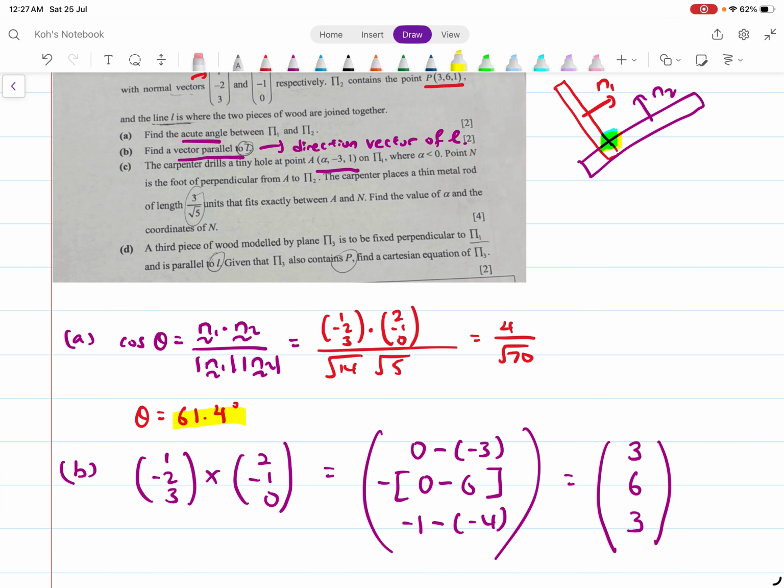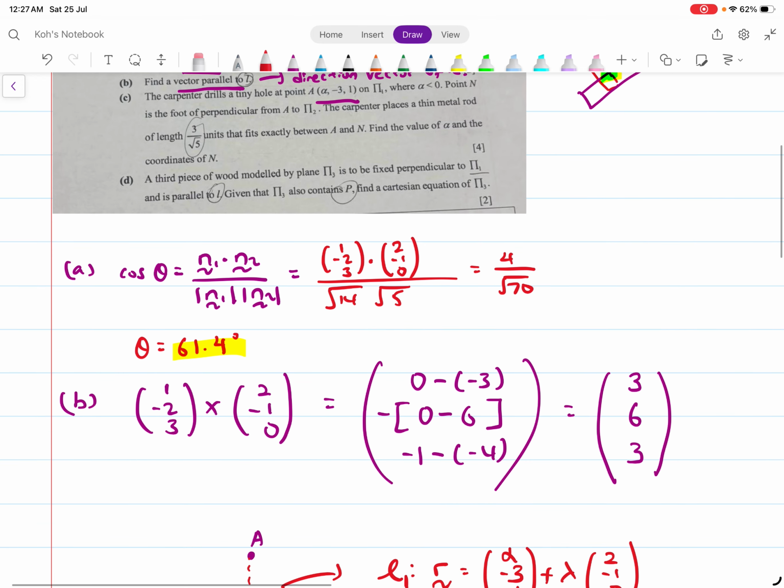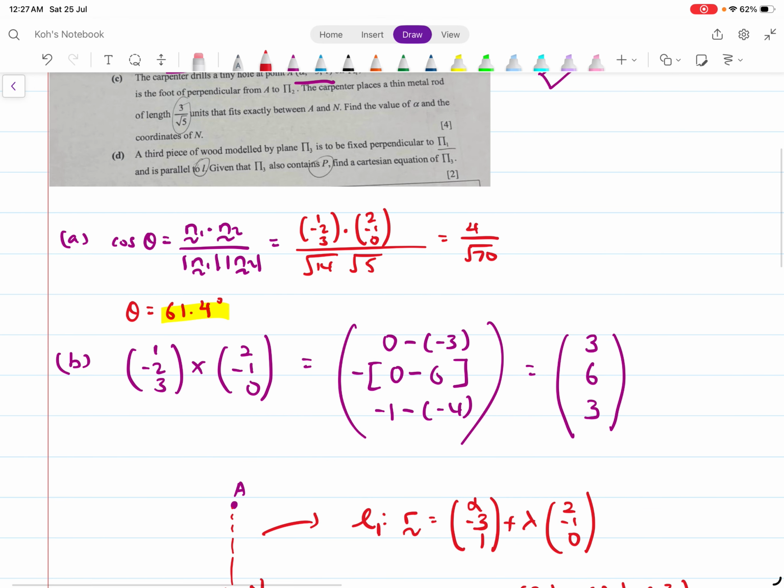For part B, we are asked to determine the vector parallel to the line. This is equivalent to finding the direction vector of the line L. You simply use n1 cross product with n2, and that will give you the direction vector of your line. So I do the cross product, and this will give you (3, 6, 3). So that's the two parts.